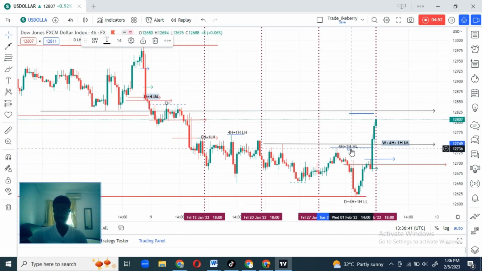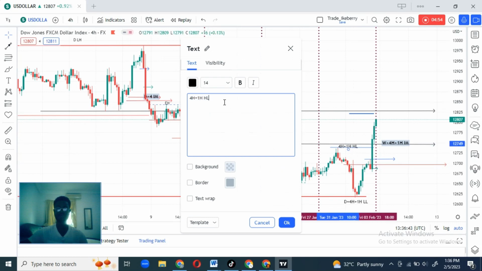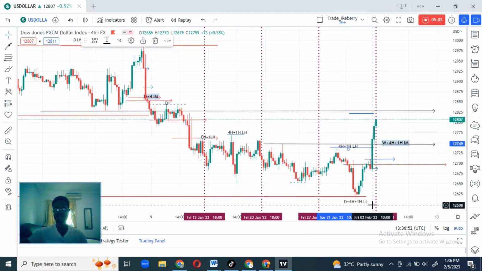Yes, it's a lower high, not a higher low, sorry. We call it a lower high. It's kind of confusing me. So this is a previous lower high. I'm sorry for that, and then this is a lower low.